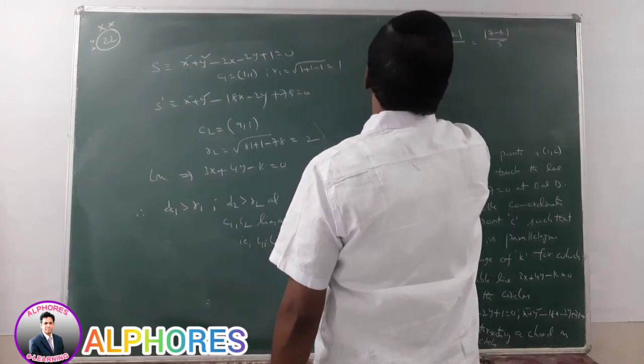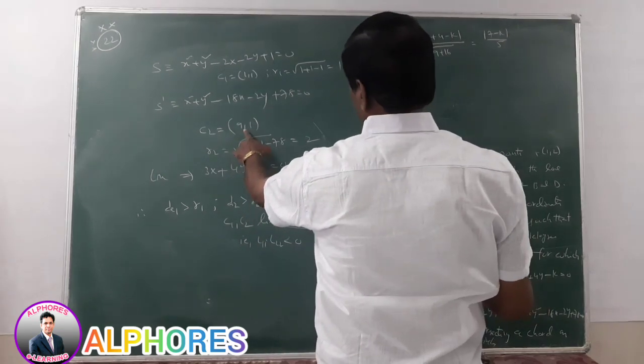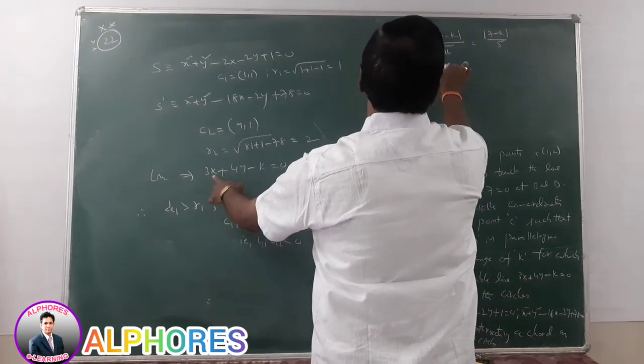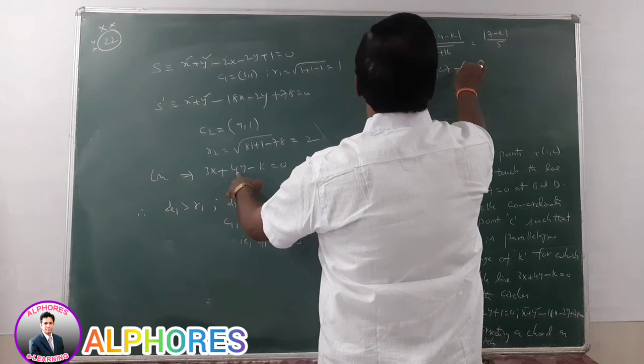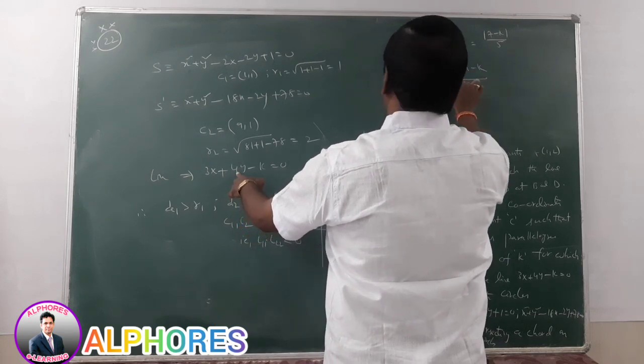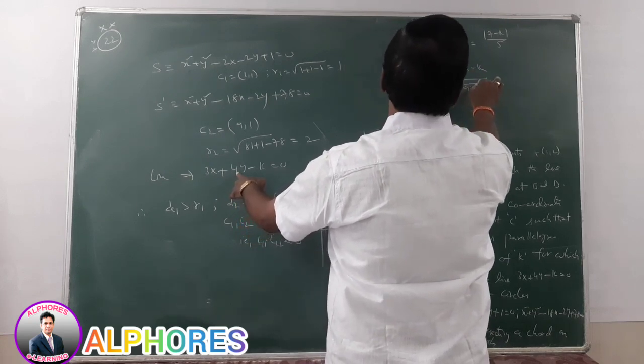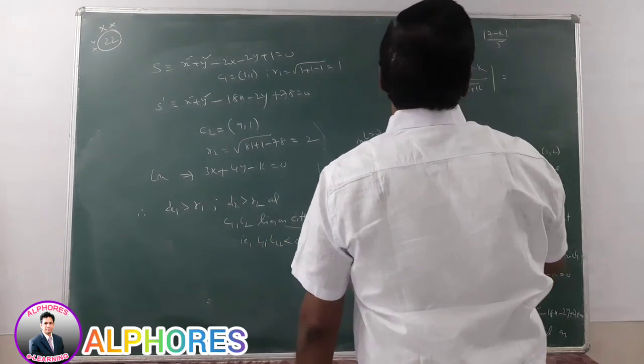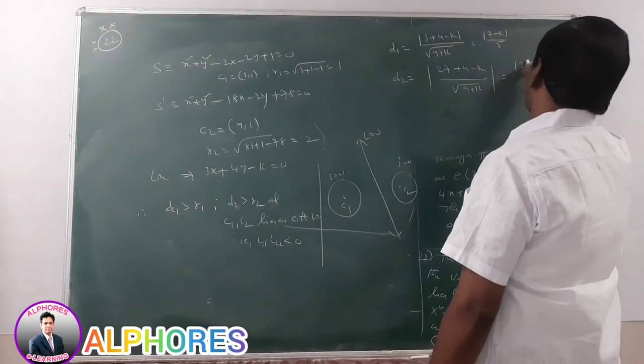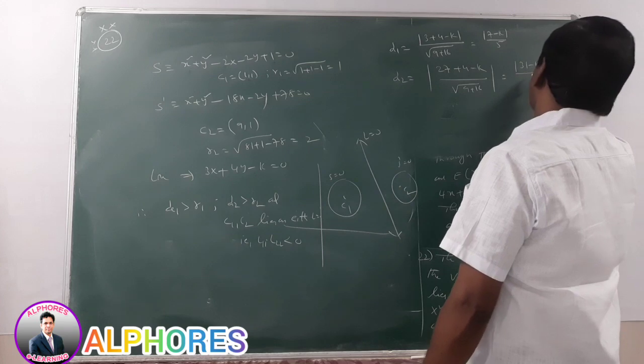D2 is equal to the mod of the distance from the center of the second circle, which is (9, 1). Substitute this point: 27 plus 4 minus k by root over 9 plus 16. That is equal to 27 plus 4, which means mod of 31 minus k by 5.